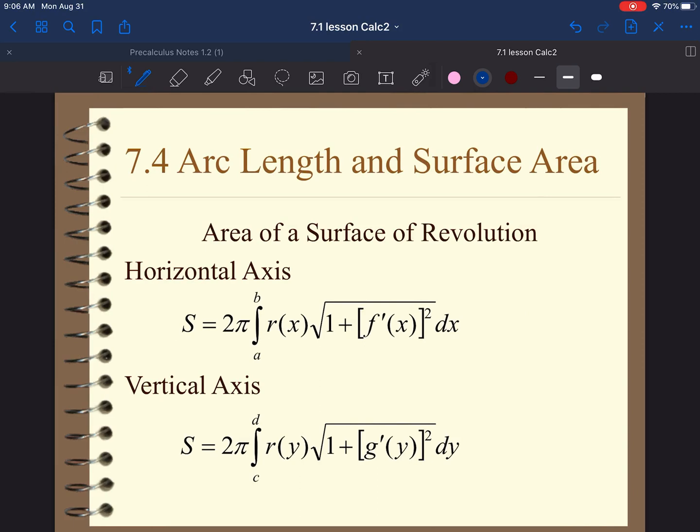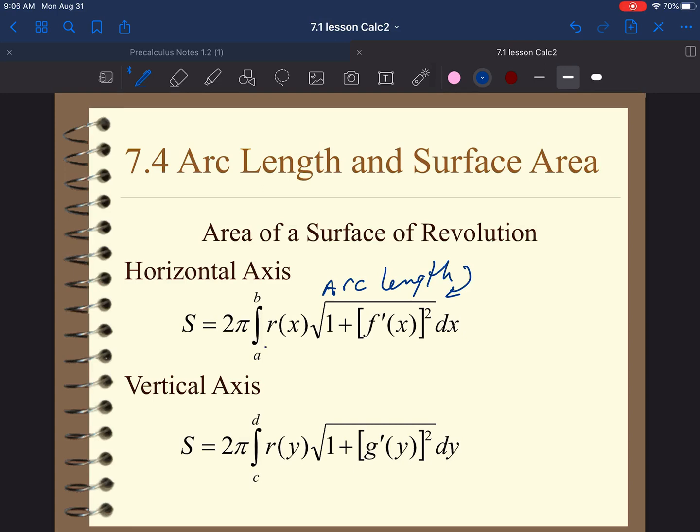Now, surface area, or area of the surface of revolution. So we did arc length. Area of surface of revolution is very similar. So you've got that arc length in here. It's part of the formula right there, arc length times that radius. This is related to that shell method.